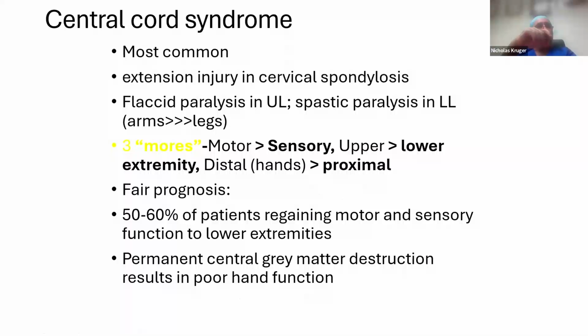A lot of the patients that come in initially, you think they're complete injuries, and they turn out to be quite a dense central cord syndrome. So you usually might find something come back in the legs. They do have a much better prognosis because it's an incomplete cord injury, but often the patients, even though they can walk, get poor dexterity and poor hand function.